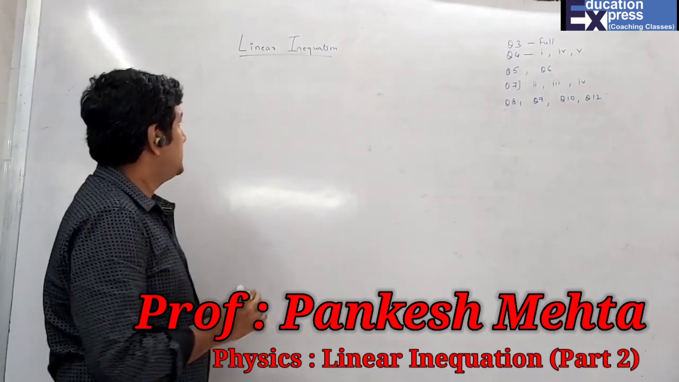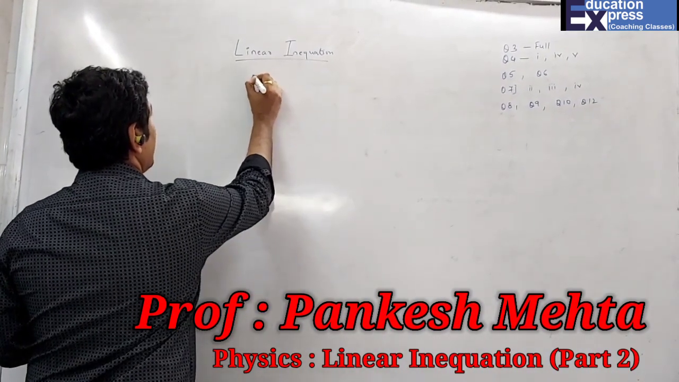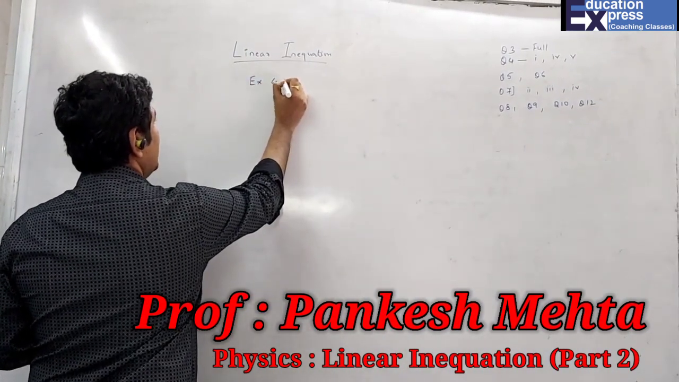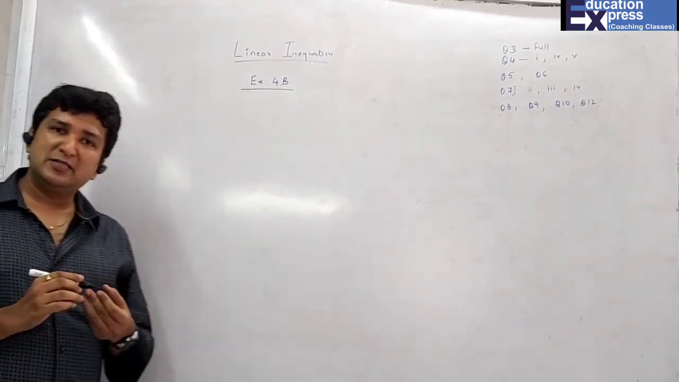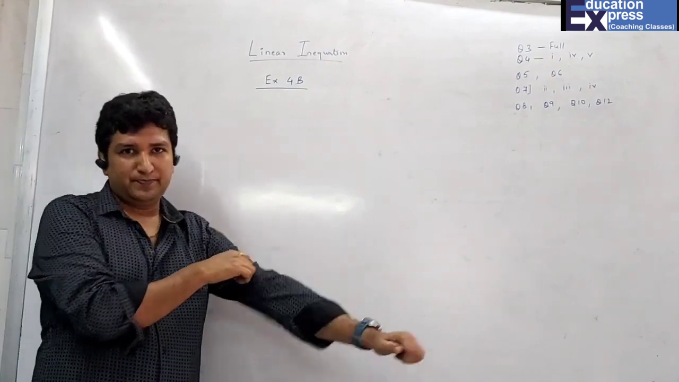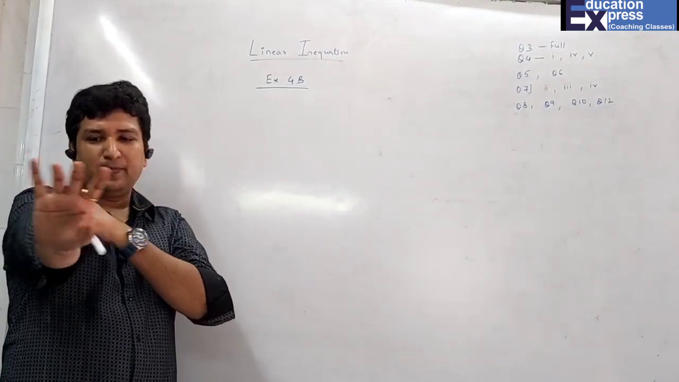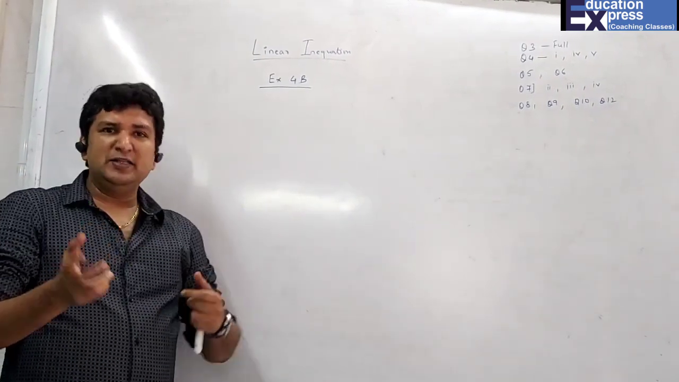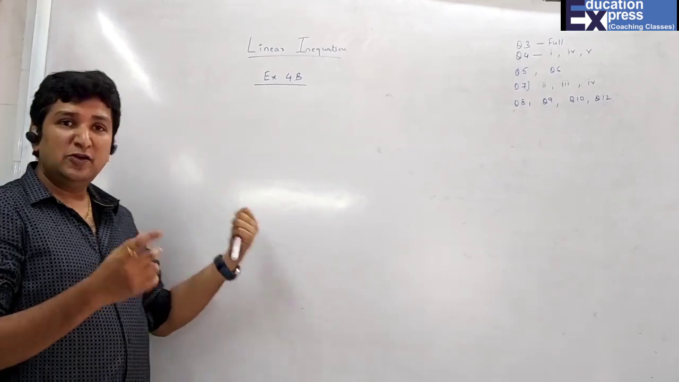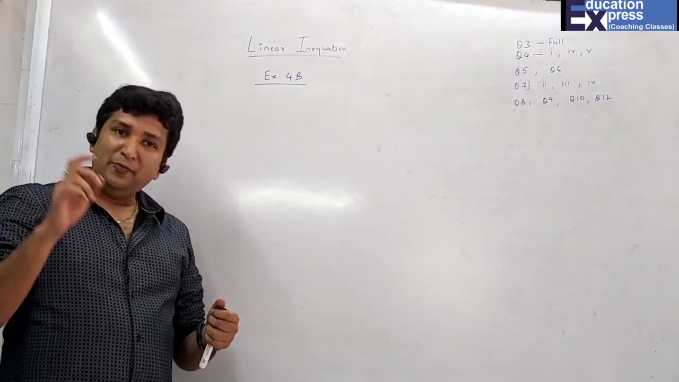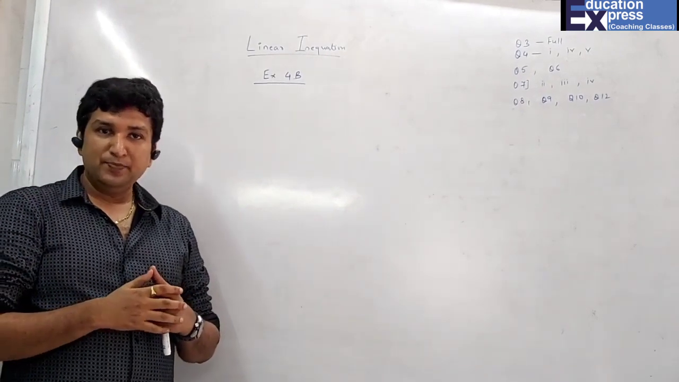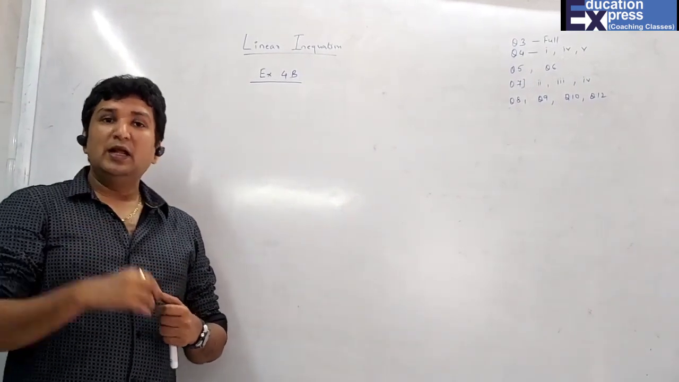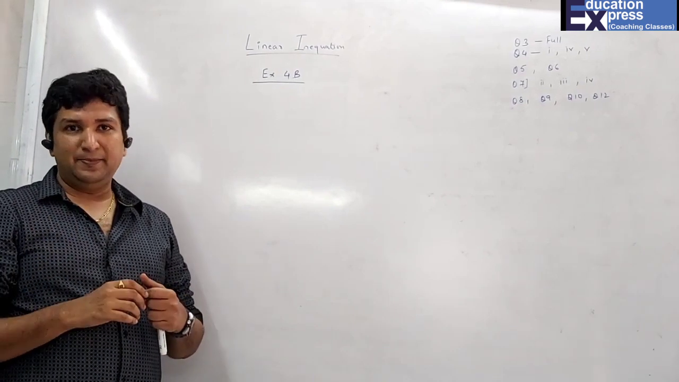Now we are starting with exercise 4B, which you can say is exactly like exercise A. The solving part is exactly the same. What is different in this exercise is that after solving, you have to represent the same thing on a number line. Okay? So now I'll explain how we have to draw a number line.